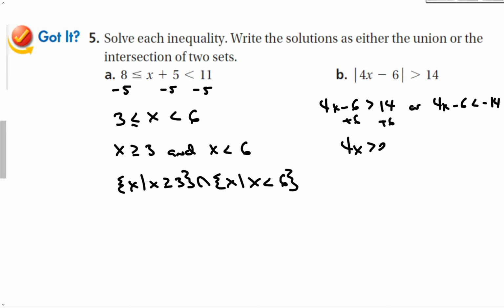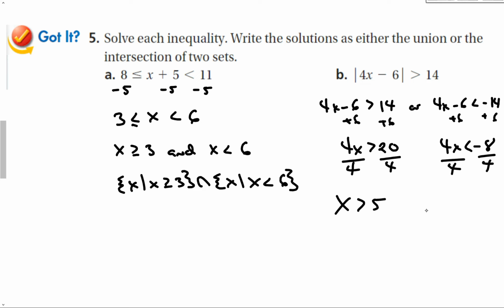4x is greater than 20. Divide out the 4. So x is greater than 5. Add 6 to both sides here. And so now we have 14 minus 6 gives me 4x is less than negative 8. Divide out the 4, and we have x is less than negative 2.